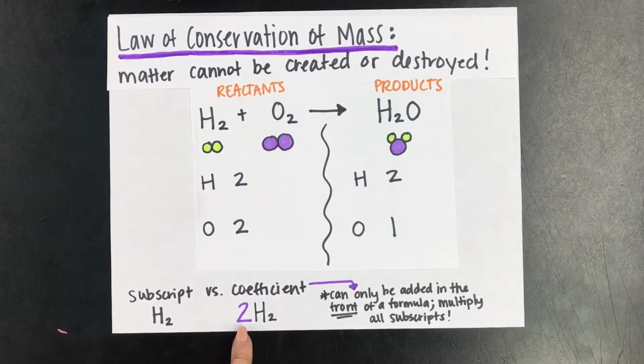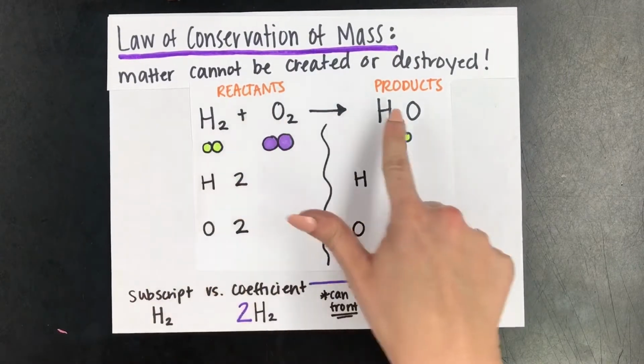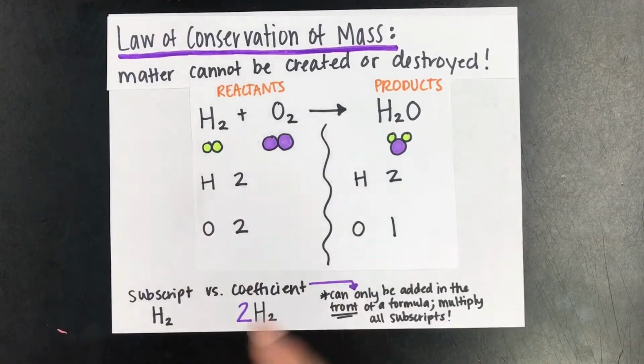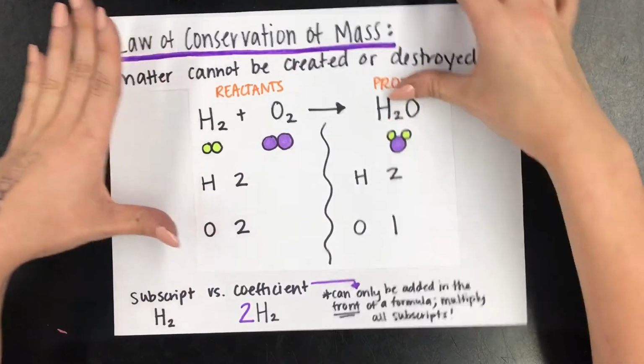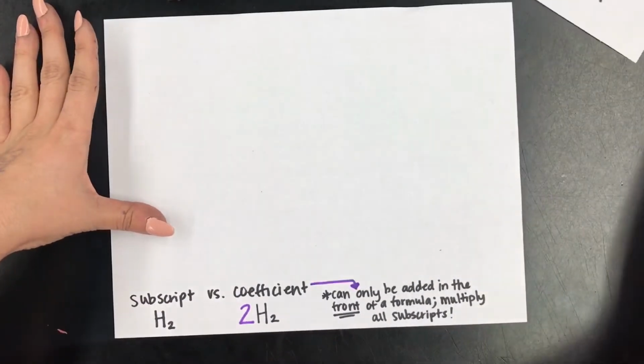Coefficients, these are big numbers that we can put in front of formulas. So here, here, or here. And when we do that, that number can be multiplied by all of the subscripts in that particular formula. Okay? So let's look at how we can fix this particular reaction using coefficients.